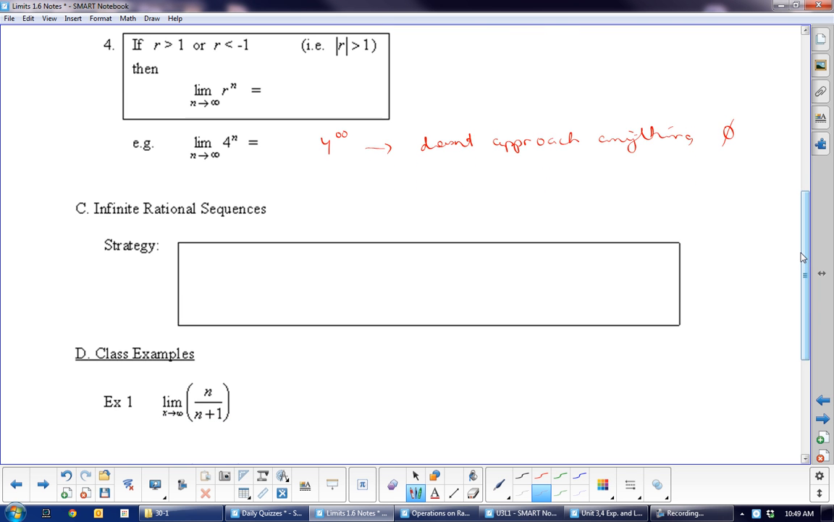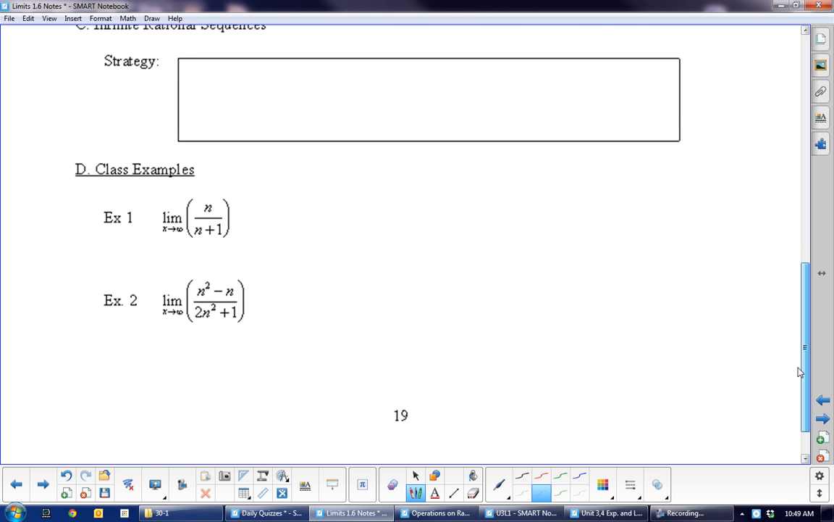Now, there is a strategy to be able to find out if your answer is going to be 1, 2, 3, or 4. Now, 1, 2, and 3 are all the same answer, right? But will it be 4? So let's go and try some of these.